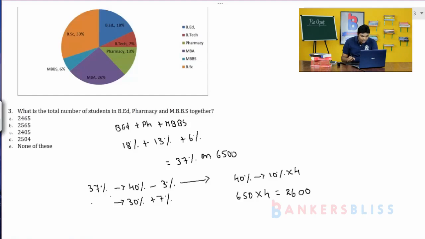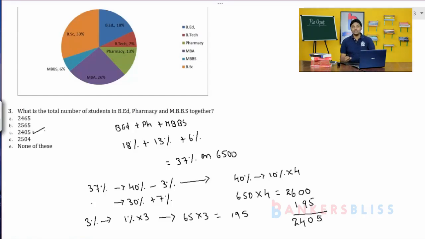How do you calculate 3%? This is 1% into 3. These things you have to do orally. 1% means 65. So, 65 into 3, how much? 15, 6 3s are 18 plus 1, 19, 195. So, you subtract 195 from 2600. 10 minus 5, 5, 9 minus 9, 0, 5 minus 1, 4, 2. So, your answer is 2405. Option C is the right answer.